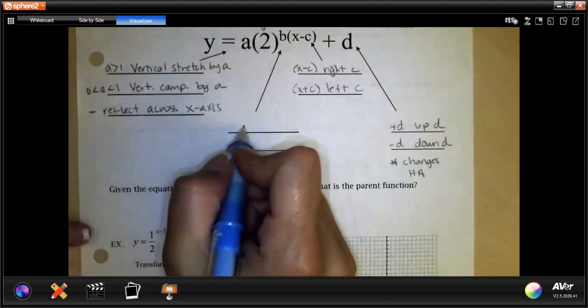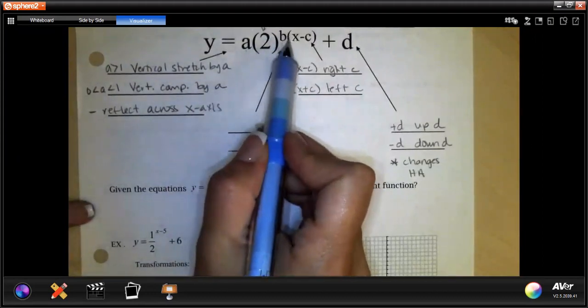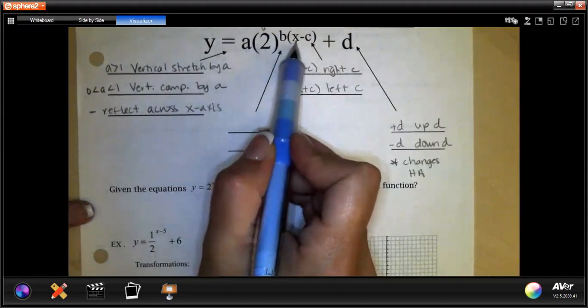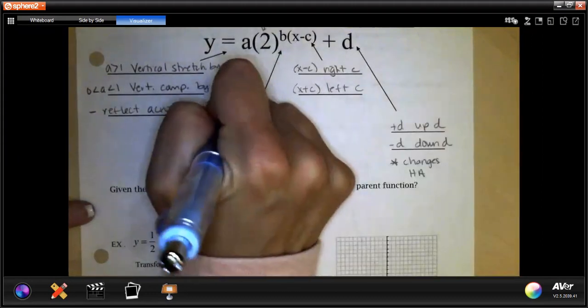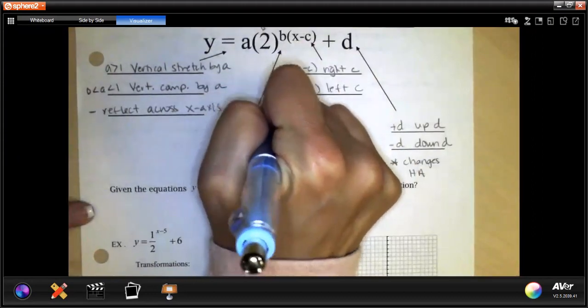The B is the harder one, and that's when we're multiplying here. Notice that it is factored out, so there should be nothing in front of that x. If that B is negative, then it is going to reflect across the y.